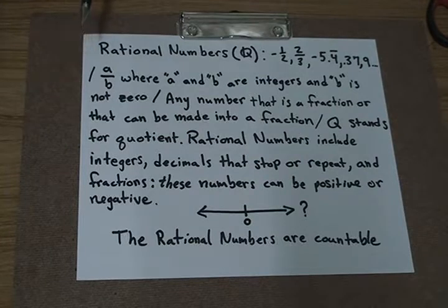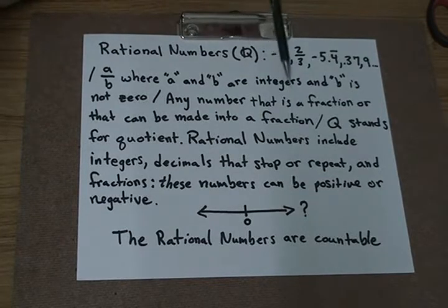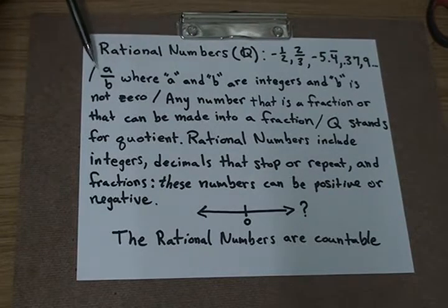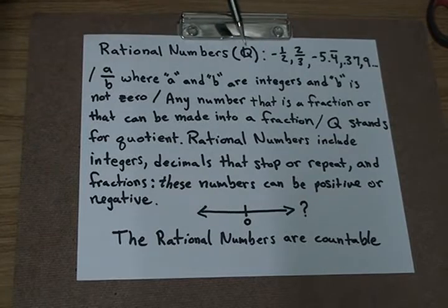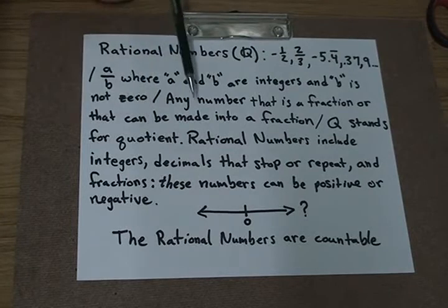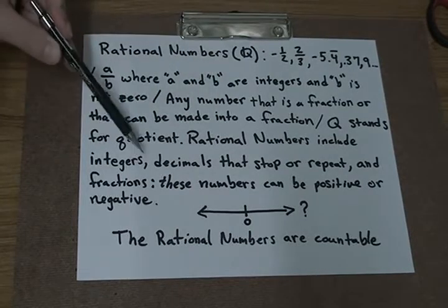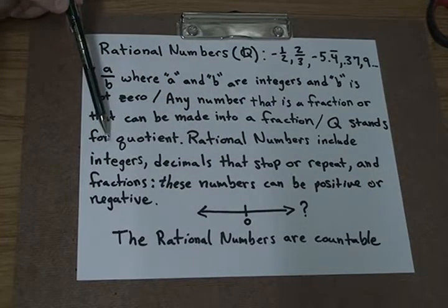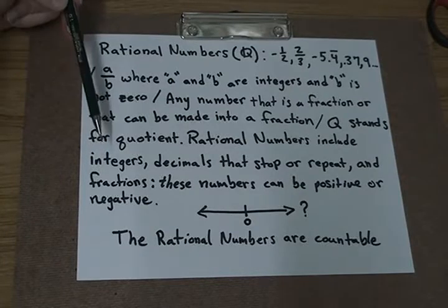Some helpful insights to remember rational numbers: rational numbers are represented by the letter Q, and Q stands for quotient. Well, fractions are just division problems. So the answer to a division problem is called a quotient, which is the same thing as the initial Q. Q stands for quotient. Rational numbers include integers, decimals that stop or repeat, and fractions. And any of these can be positive or negative.